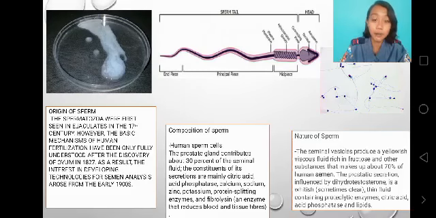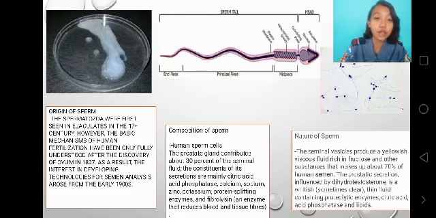So, the first slide is about origin of sperm, composition of sperm, and nature of sperm. So, what is origin of sperm? The spermatozoa were first seen in ejaculates in the 17th century. However, the basic mechanism of human fertilization was only fully understood after the discovery of the ovum in 1827. As a result, the interest in developing technologies for semen analysis arose from the early 1900s.